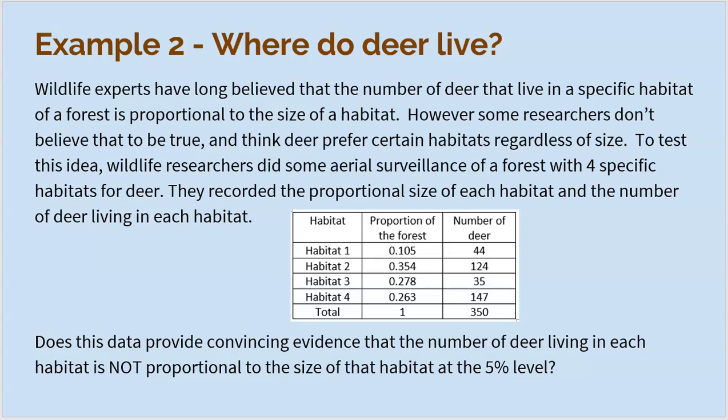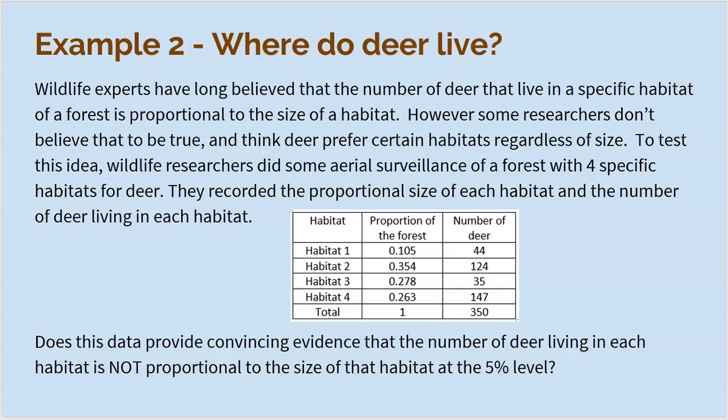So for example, if there's a really small region of the forest that deer just really love, then maybe even though it's small, a bunch of deer live there. Okay, I could see that being possible. So to test this idea, wildlife researchers did some aerial surveillance of a forest with 4 specific habitats of deer. They recorded the proportional size of each habitat and the number of deer living in each habitat. So here's our data, right? We have 4 different habitats, and we observed 44 deer living in habitat 1, 124 living in habitat 2, 35 in habitat 3, and 147 in habitat 4.